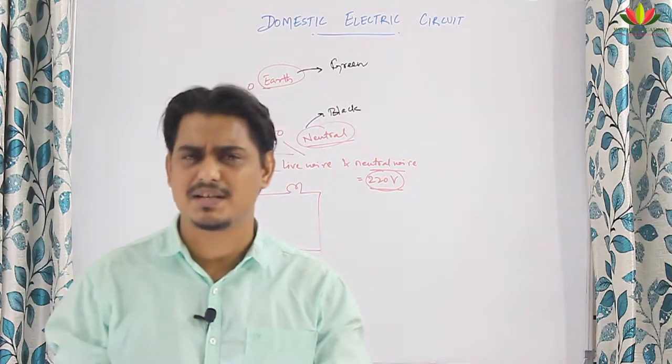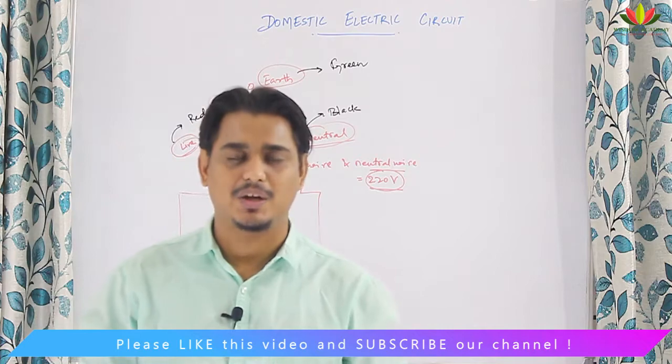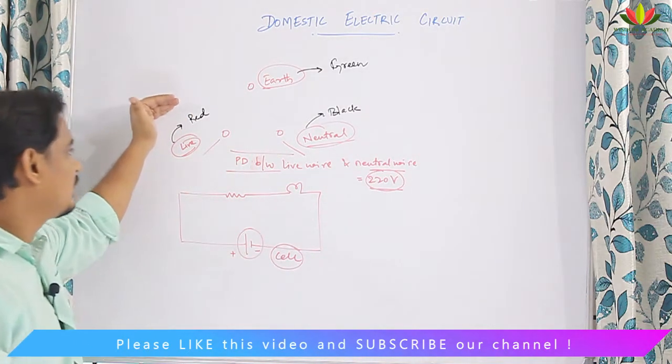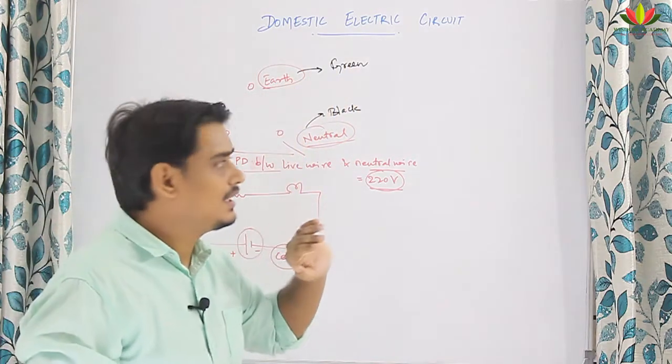Nowadays we even have 3-phase connection where we have more than these 3 colors of wire, that you will study in the higher class once again. So as of now you understand that red color is given for live wire, black color is given for neutral wire, and green color is given for earth wire. Now what is the use of this?